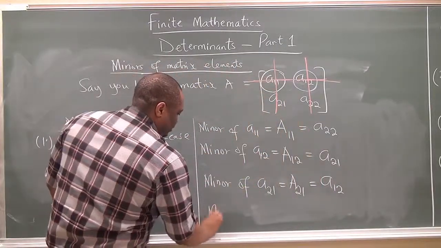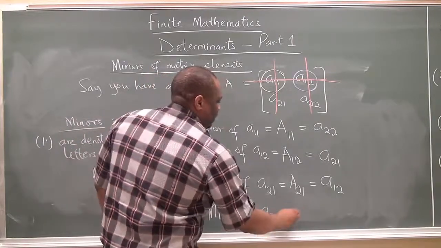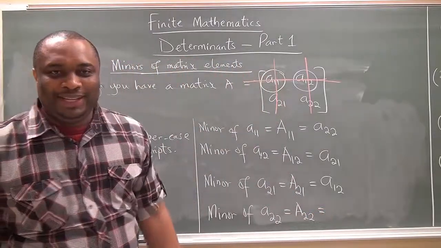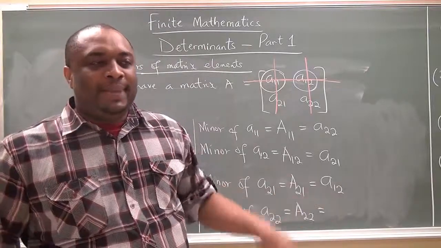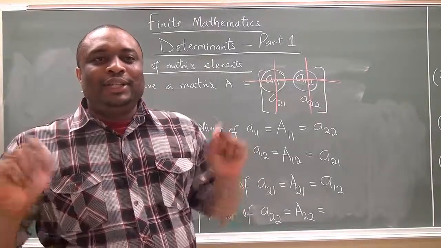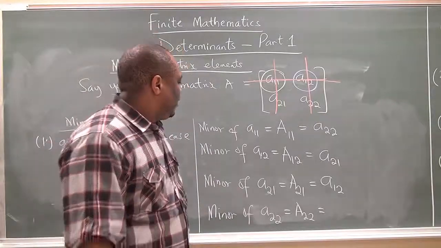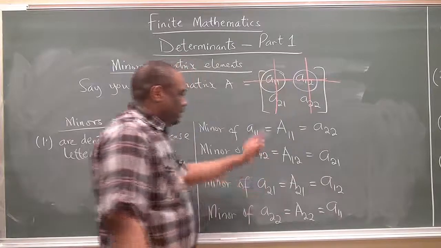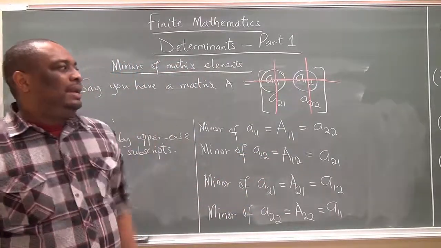And then the minor of A22. Okay, A22. And it doesn't matter if you pray when you're doing this, so that you do not make a mistake. Okay, so minor A22 will be what? A11. So you see how we find the minors, right? Now, these are the minors.